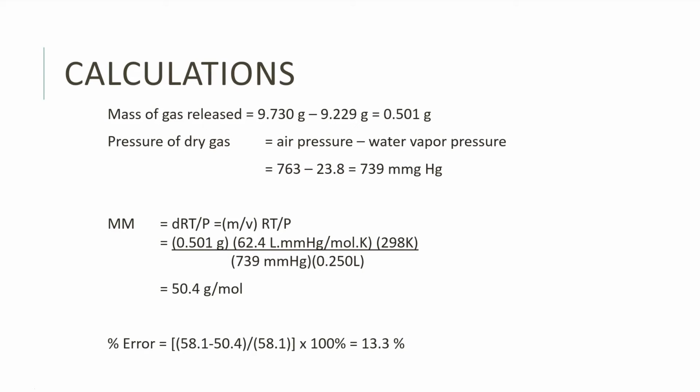Lastly, to find the percent error, you take the calculated value minus the accepted value, or the actual, and divide it by the calculated value and multiply it by 100, which will give you the percent error.